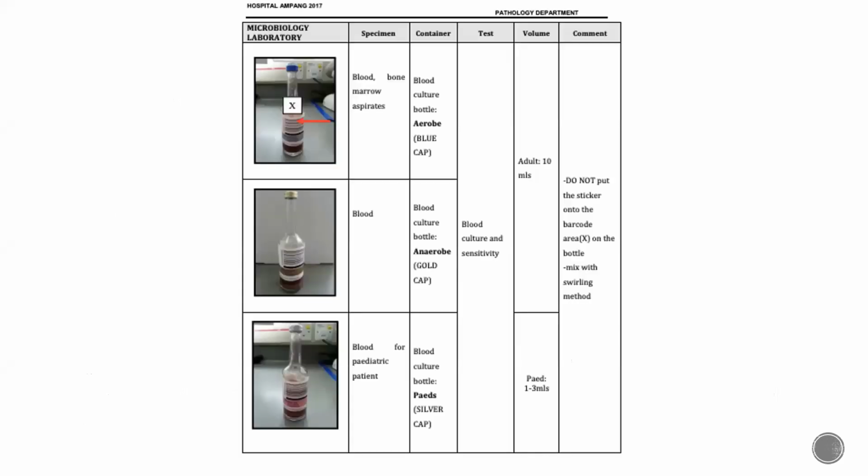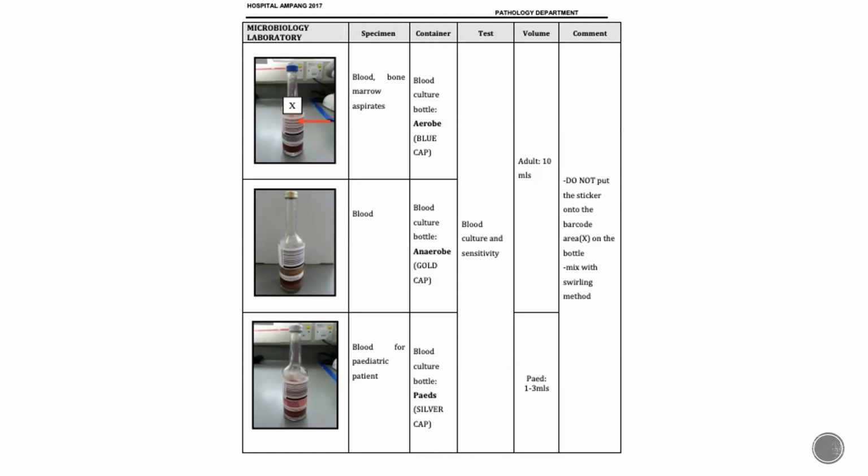Next slide. I got this from the pathology department of Hospital Ampang. This is the blood culture bottle that you are familiar with, where the blue color is the aerobe bottle, the gold cap is the anaerobe, and for pediatric it would be silver cap or pink cap. So what we need to do as a houseman is read the label, make sure that this is the right bottle, and do not put any sticker on the barcode area.